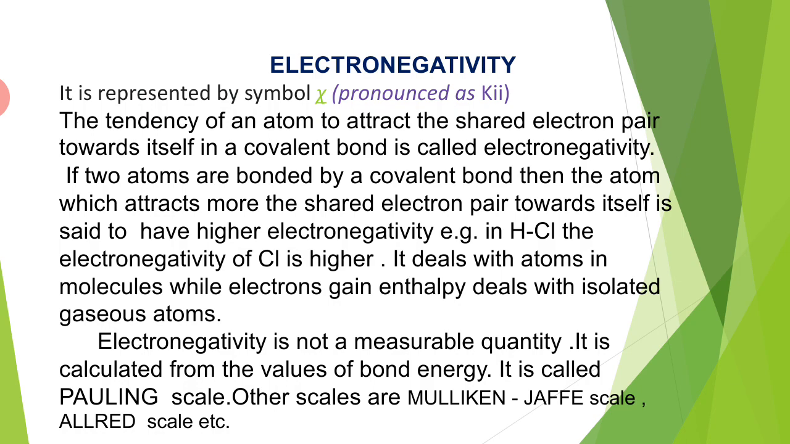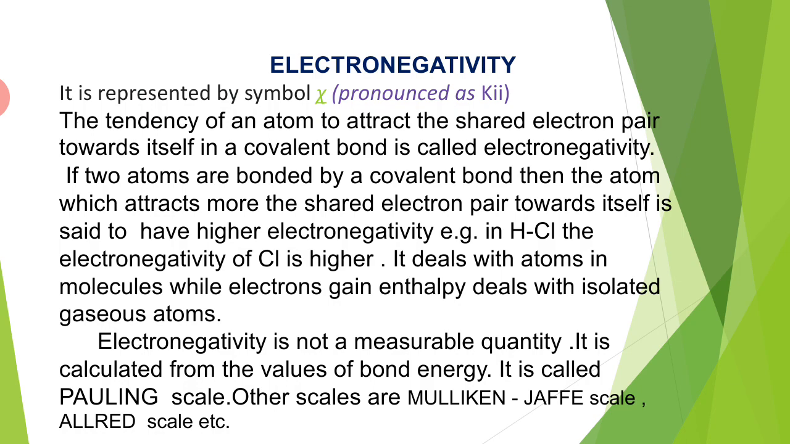We passed through the topic electron gain enthalpy. Next topic, electronegativity. It is represented by the symbol chi. Definition of electronegativity: the tendency of an atom to attract the shared electron pair towards itself in a covalent bond is called electronegativity.